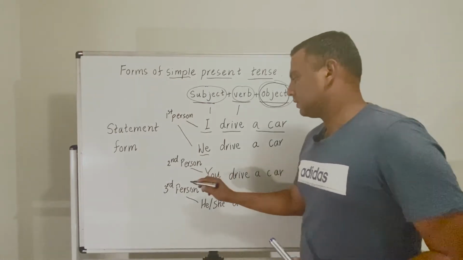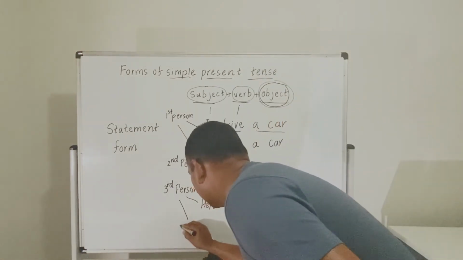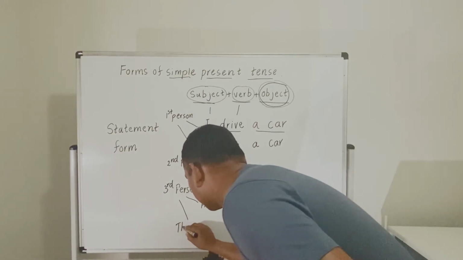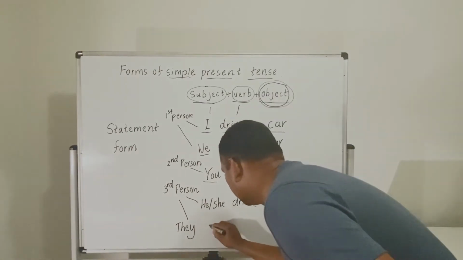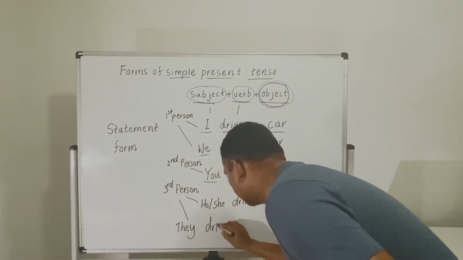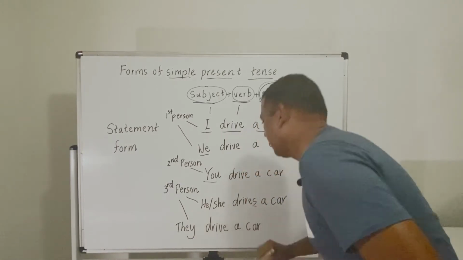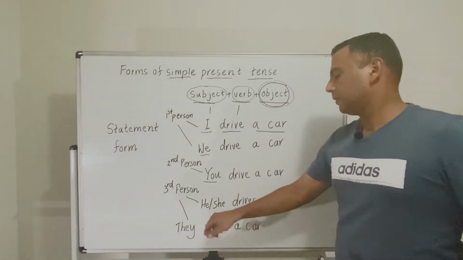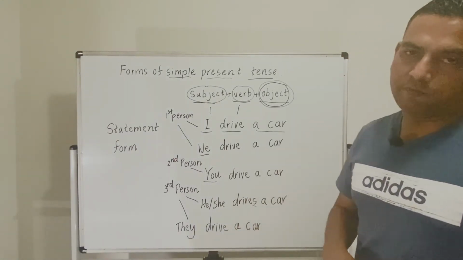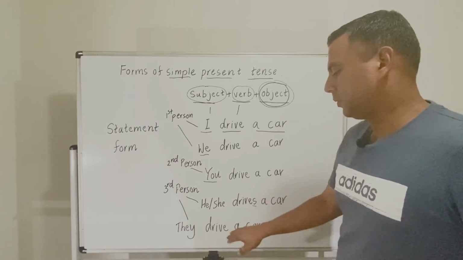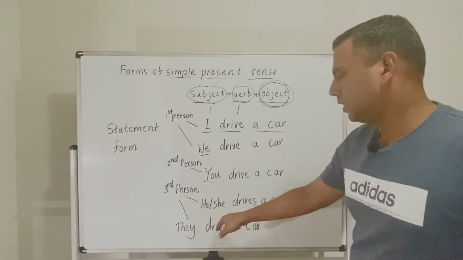So then the third person plural pronoun we have is they. Then we can say again, they drive a car. Okay, so they is again plural, and again the main verb changes back to its main form. We have to take the S away and we just write the verb in its main form.